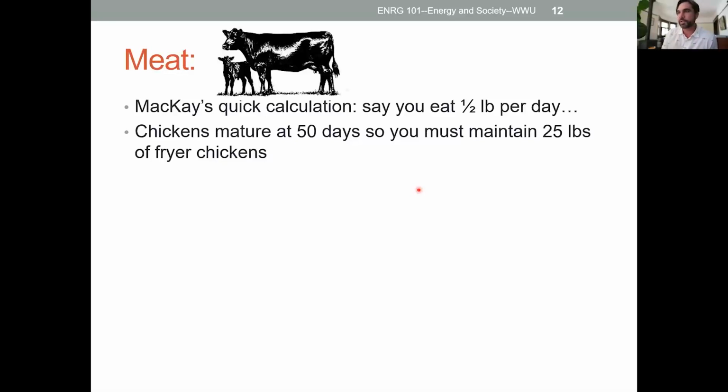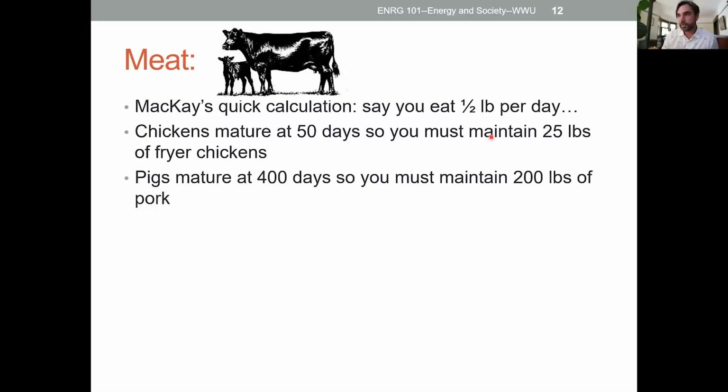So chickens mature at 50 days. And so you must maintain 25 pounds of fryer chickens alive. So this is if you're eating 1/2 pound of chicken a day, then somewhere in Skagit Valley, you need 25 pounds of chicken, walking around, or more likely trapped in a cage somewhere, to satisfy your dietary needs.